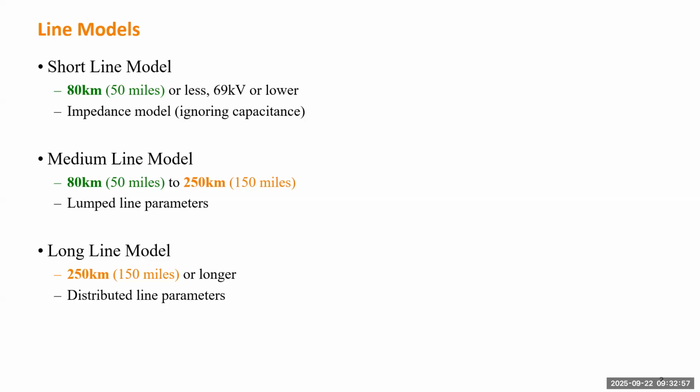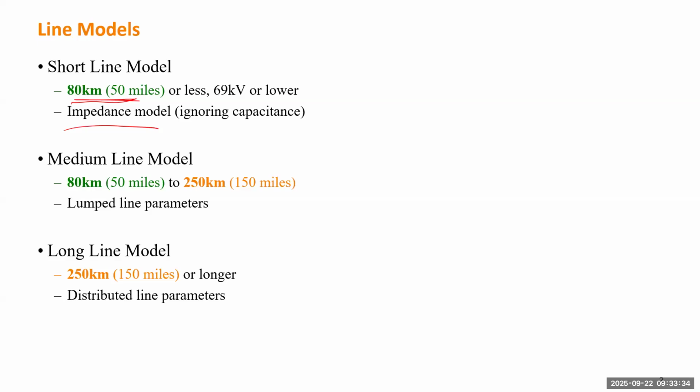Which model to choose usually depends on the length of the line. Typically we can use a threshold: if the line is shorter than 80 kilometers or 50 miles, usually such voltage is at 69 kV or lower, we can take a short line model. The short line model is pretty simple, it's just impedance. So basically if we study any system with all devices connected by short lines, it's similar to the calculation in section 203, just a conventional AC circuit.